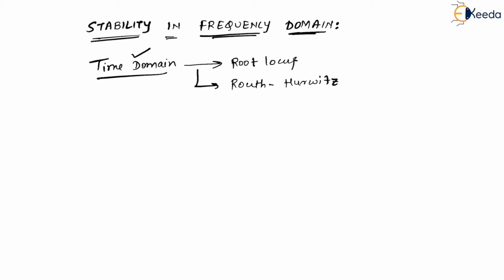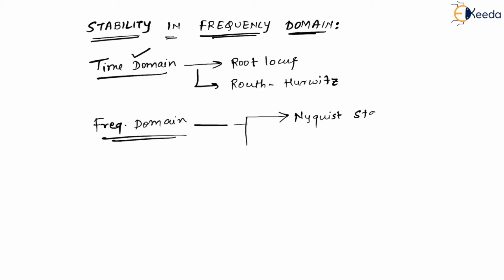But now since we are analyzing a particular system in frequency domain, what are we interested in? We are interested in some tools which help us find the stability in frequency domain. So for frequency domain, there are some tools. Number one is the Nyquist stability criteria, the next one is Bode plot, and something called Nichols chart is also there.